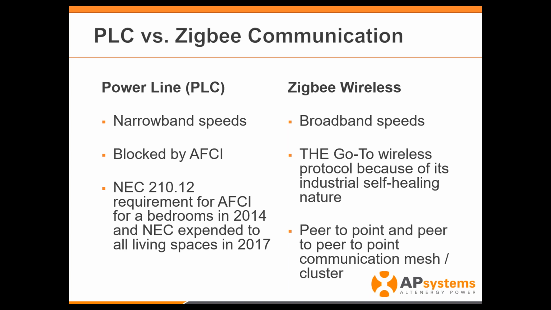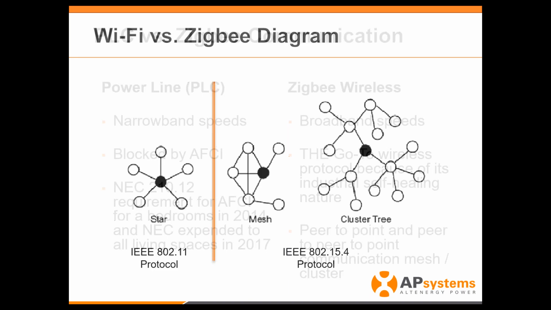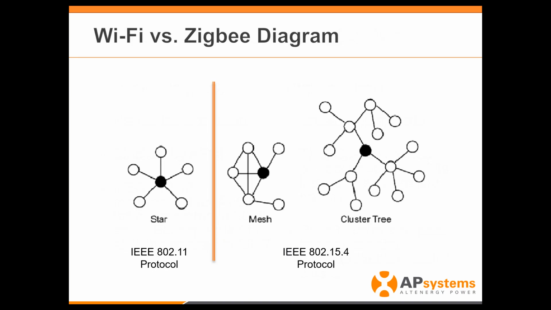I'm going to go to the next slide and talk about this a little bit more. The difference between PLC and ZigBee is basically that PLC is going through the power lines, and ZigBee is going through the air. Think of ZigBee as an industrial Wi-Fi. For example, IEEE 802.11 is the Wi-Fi protocol that we all use in our homes and our businesses. The black piece right there is the access point, and the small circles are the peers. The peers are things like your mobile phones, your tablets, your computers, all connected via this Wi-Fi signal.